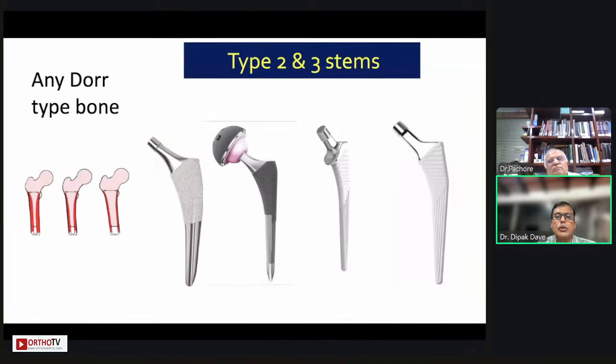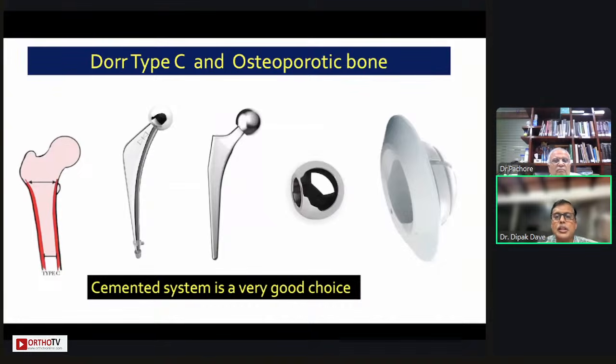So Dorr type C. Most of the time, in any Dorr type, you can get away with type 2 and type 3 stems. This is the most important slide. Any Dorr type bone, whether A, B, C, you can get away with type 2 and type 3 stems. Only in a complex situation will you need a type 5 Cone-Wagner type or a type 6 modular stem. So for Dorr type C and osteoporotic bone, always have a cemented system in your theater as a backup.